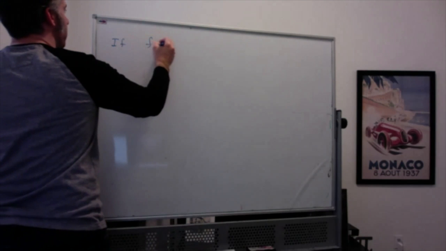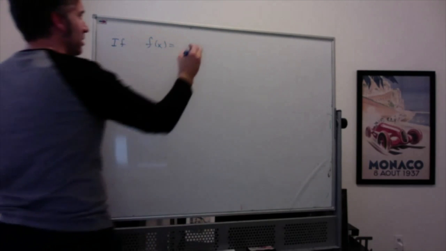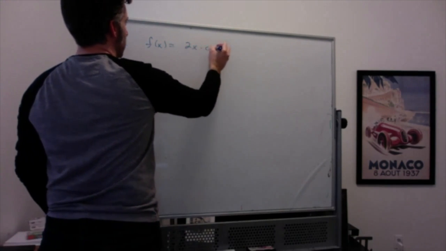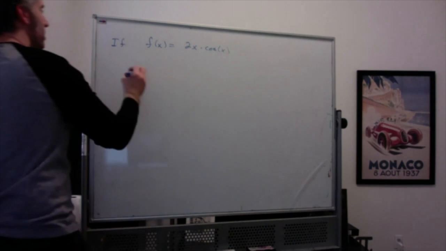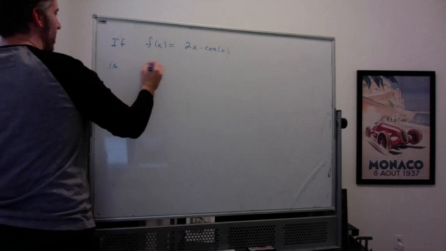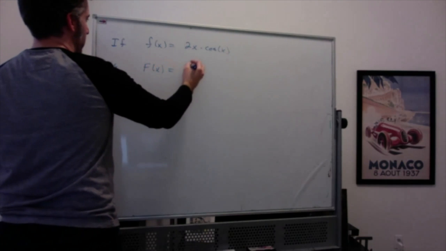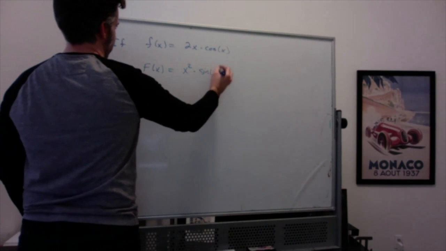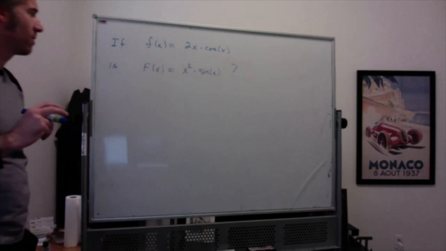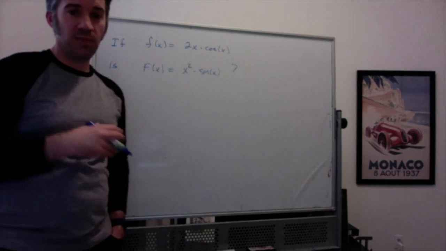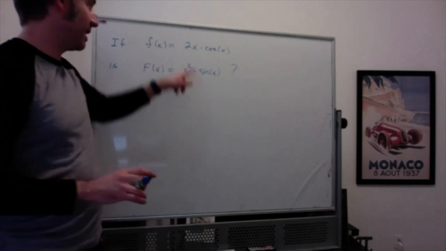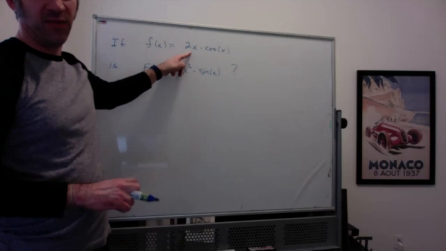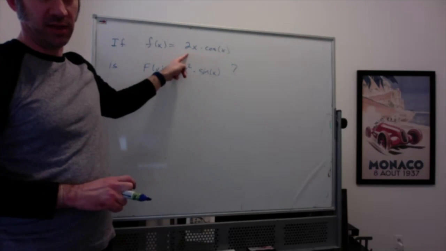If f of x is equal to 2x times cosine of x, is the antiderivative equal to x squared times sine of x? So the point of this problem is not to try and anti-differentiate that, because we don't yet have the tools to anti-differentiate something like this.